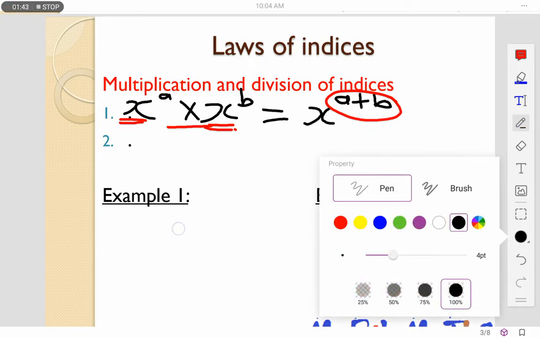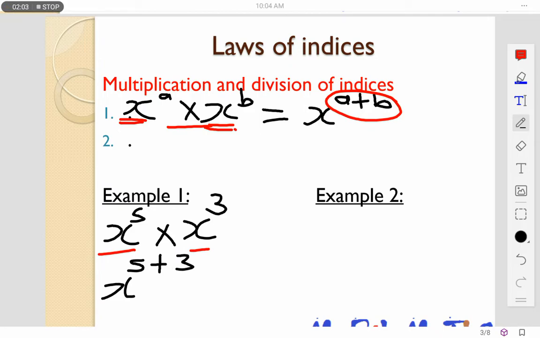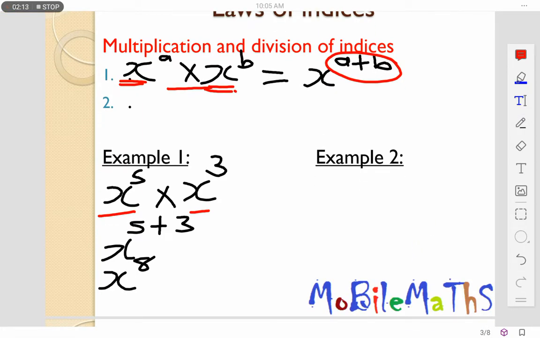Let's have an example. We have got x to the power of 5 times x to the power of 3. Because they have got the same base there, x and x, we are going to add the powers. We have x to the power of 5 plus 3. If we add 5 plus 3, we get 8. Then our answer becomes x to the power of 8. That's our solution there. So that's what you simply do. You add the powers.